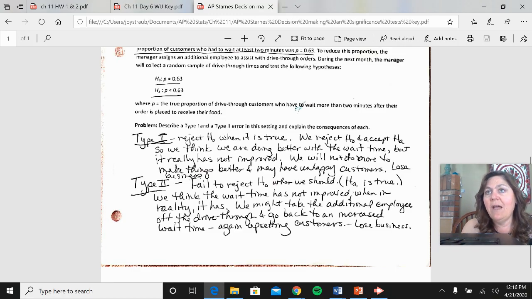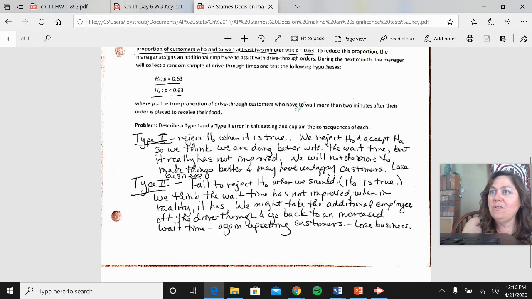Type 2 error, now we fail to reject H0 and we should. That means now that Ha is likely, I shouldn't say true there, but likely. So we think the wait time has not improved when in reality it has, okay? So we might go and take that additional employee off of the drive-through and go back to an increased wait time. Again, we're upsetting our customers and losing business.